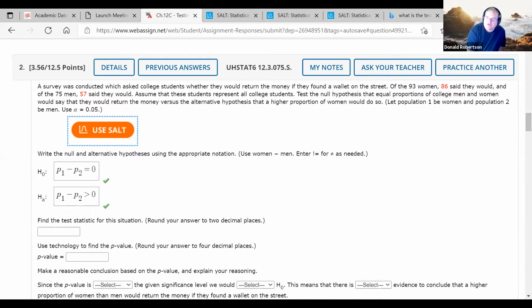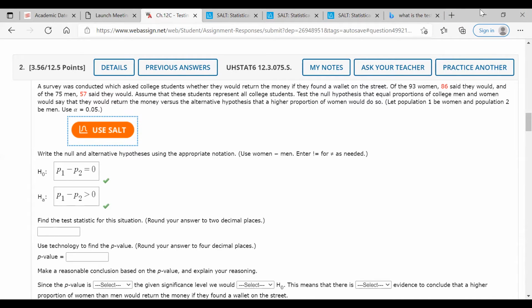Population 1 is going to be the women. That's good. And 5775. Okay, we are good, right? Hit salt. Okay.